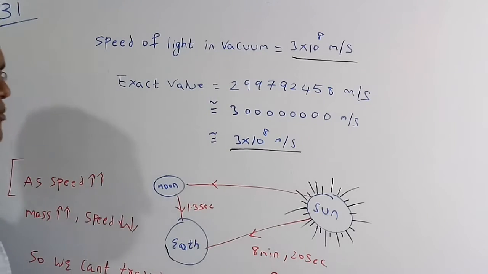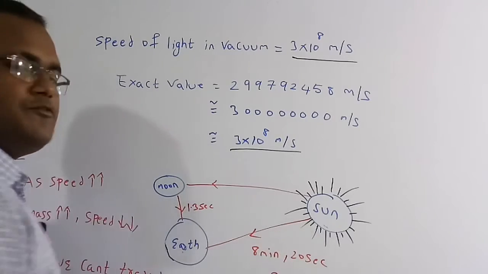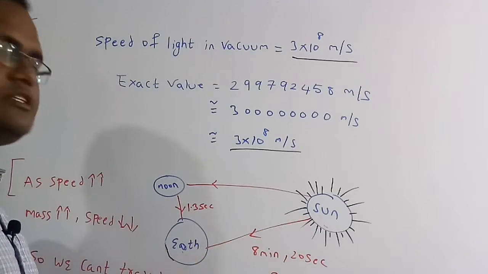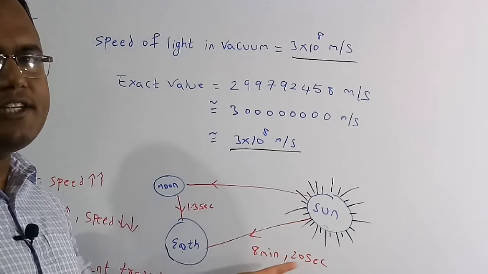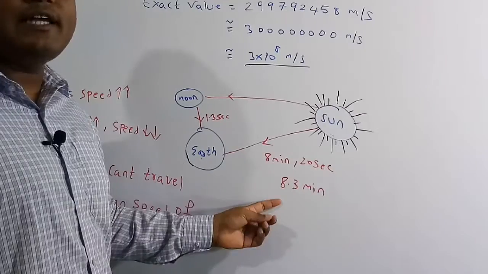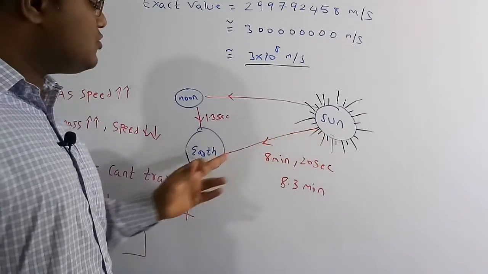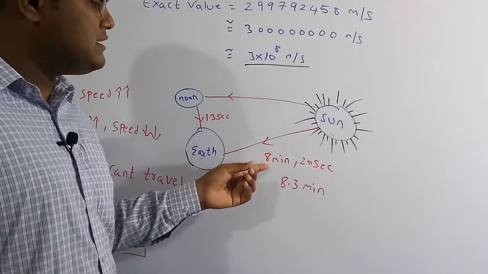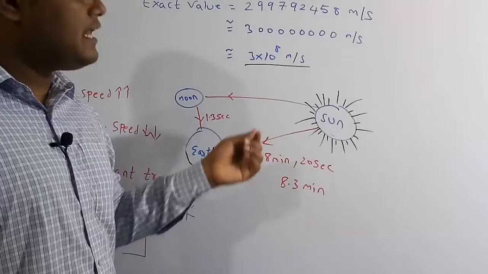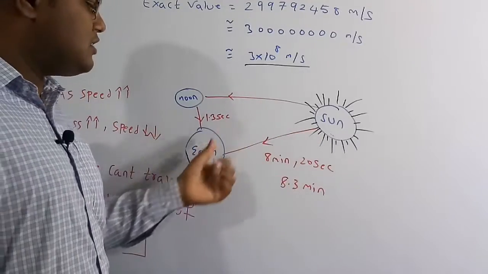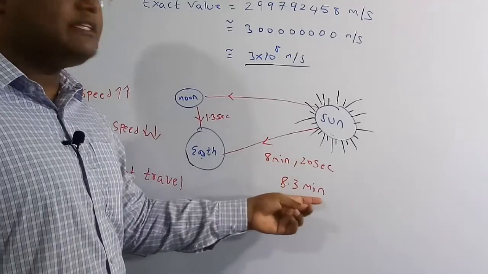Here suppose there is the sun, this is the moon and this is the earth. The light which travels from the sun to the earth takes 8 minutes and 20 seconds. We call it 8.3 minutes. It means the light travels from the sun to the earth in a time period of 8 minutes 20 seconds. Simply, we can write it as 8.3 minutes.